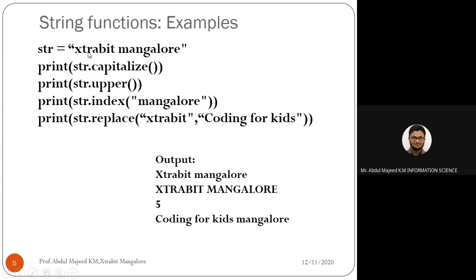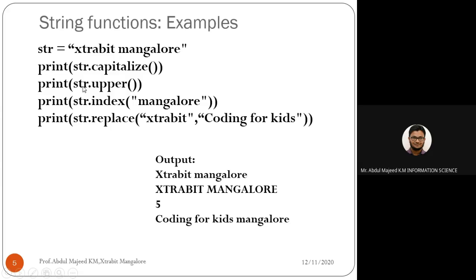So here, extra bit Mangalore. Extra bit is the first word in this particular string. In that, x is the first character. So if you call this function, x will be converted to a capital letter. So you can see the output: Extra bit Mangalore. So x is in capital letter.